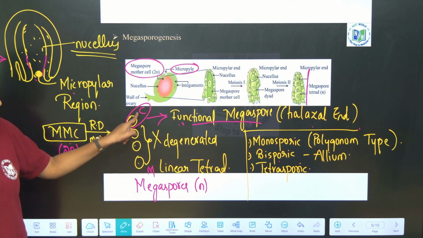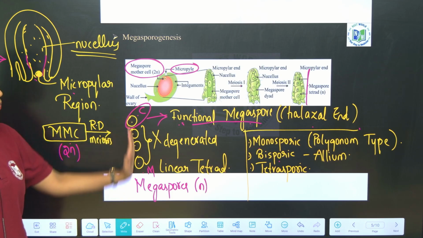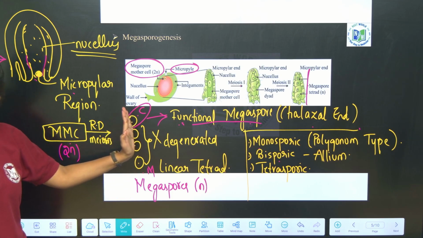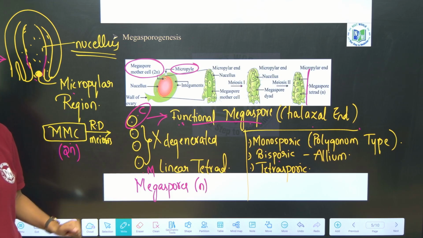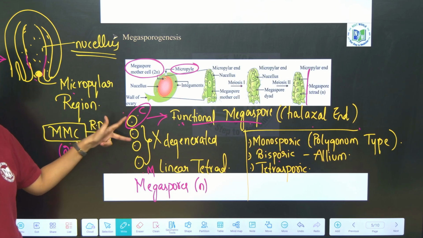They are arranged from the chalazal end to the micropylar end, like this in beta, a linear tetrad. So in bisporic, the 2 megaspores at the chalazal end are functional. Why it is like that, I will tell you. Now remember the point, why it is so I will tell you.